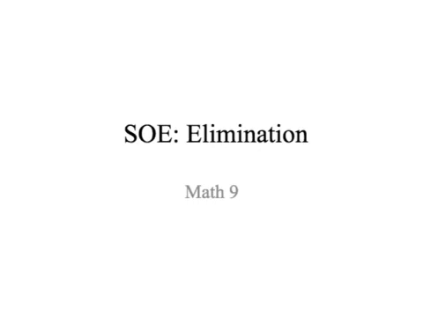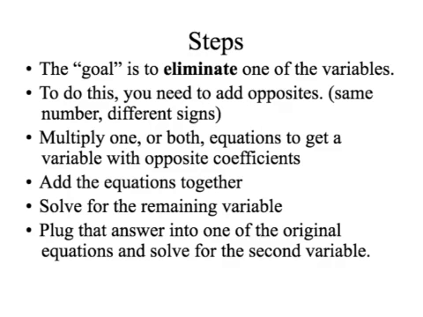The final way we're going to solve a system of equations is by using the elimination method. In elimination, the goal is to eliminate one of the variables. To do this, you have to add opposites. Opposites mean they have the exact same number in front of them, but the signs are different. So when you add them together, they cancel out and give you 0. So like 2x and negative 2x, or 3y and negative 3y.